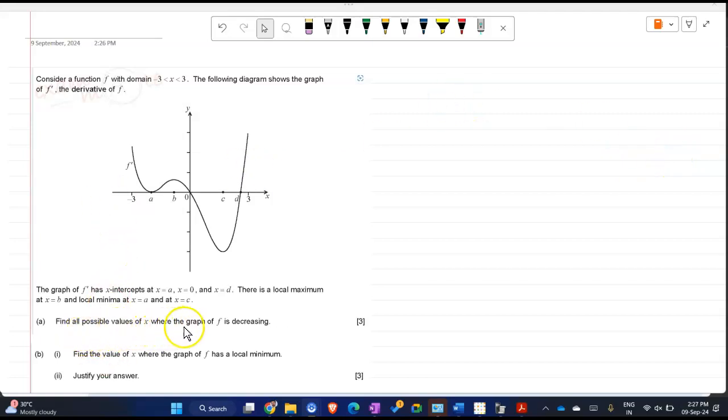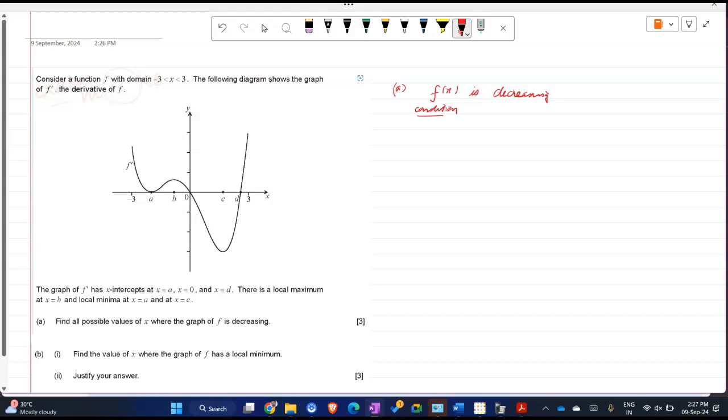Find the possible values of x where the function is decreasing. Where is the function decreasing? So from 0 to b. Now you think in terms of derivative. The function f(x) is decreasing. What is the condition for f(x) to be decreasing? I think the derivative graph has to be below 0. Correct. Means your f dash x should be negative. So 0 to b should be negative.